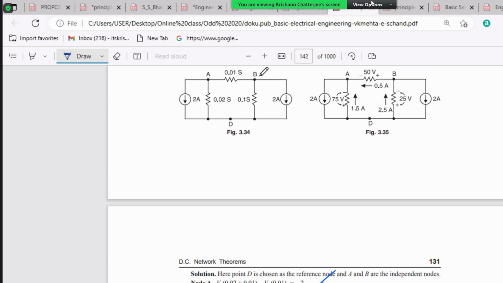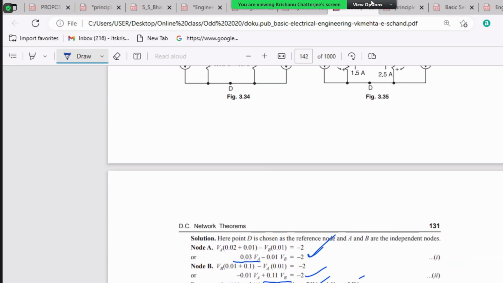Rearrange it. Likewise, if you are talking about this node, again this 0.1 and this 0.01 are connected to B, which will be positive, 0.01 plus 0.1 into VB. And this 0.01 is in between A and B, which is negative, minus VA 0.01. And this 2 ampere is again coming out of the node. So that means it will be equal to minus 2. Rearrange it, you have the two equations, you can solve it.